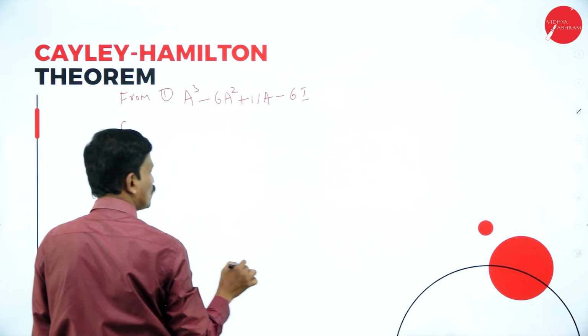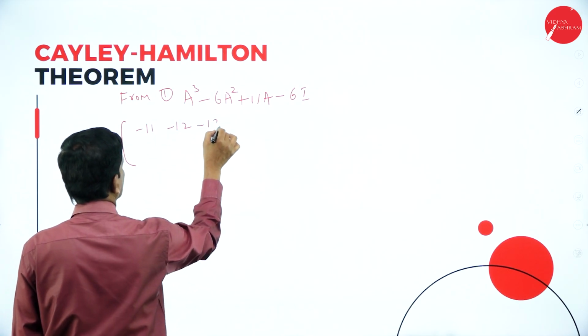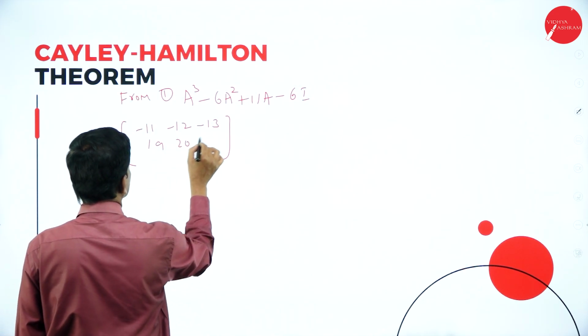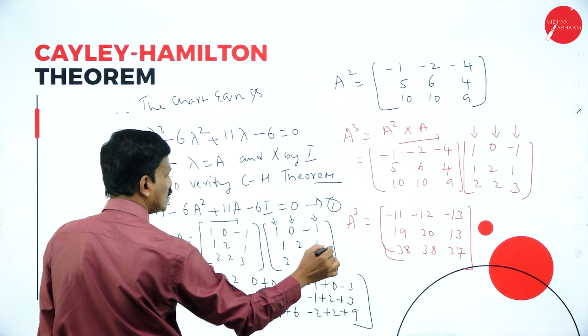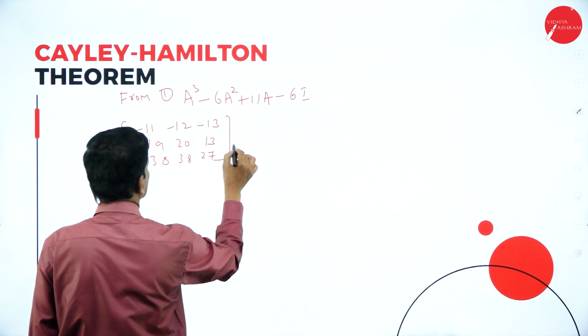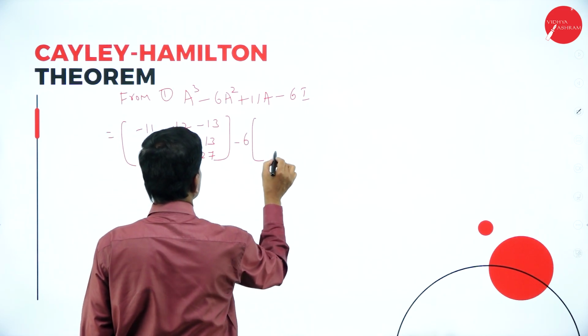This is A cubed. What is A cubed? Minus 11, minus 12, minus 13; 19, 20, 13; 38, 38, 27. Okay. Now minus 6 times A square.